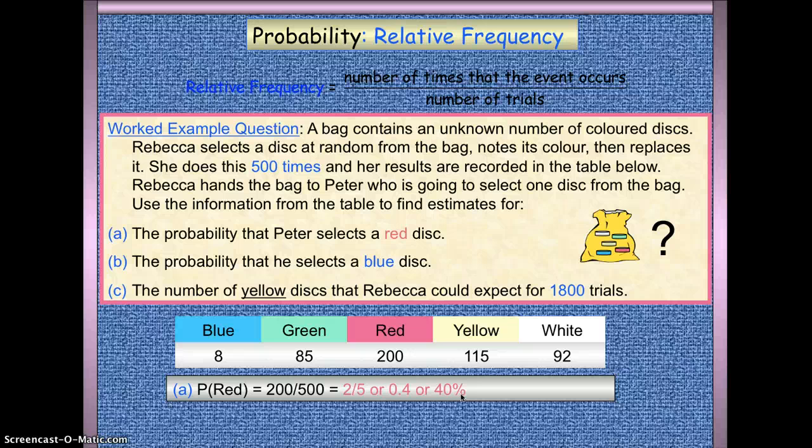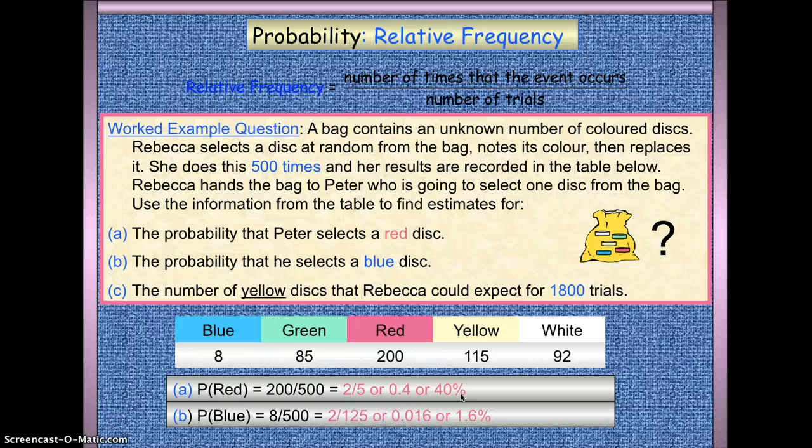And then on B, the probability that he selects a blue disc. It's the same. Get the relative frequency, which is the probability. It's an experimental probability. P(blue) is equal to 8 out of 500. So getting blue is very difficult. It only has a 1.6% probability. There might be just one blue disc there and a lot of red discs. Remember, we don't know the number of discs inside the bag.